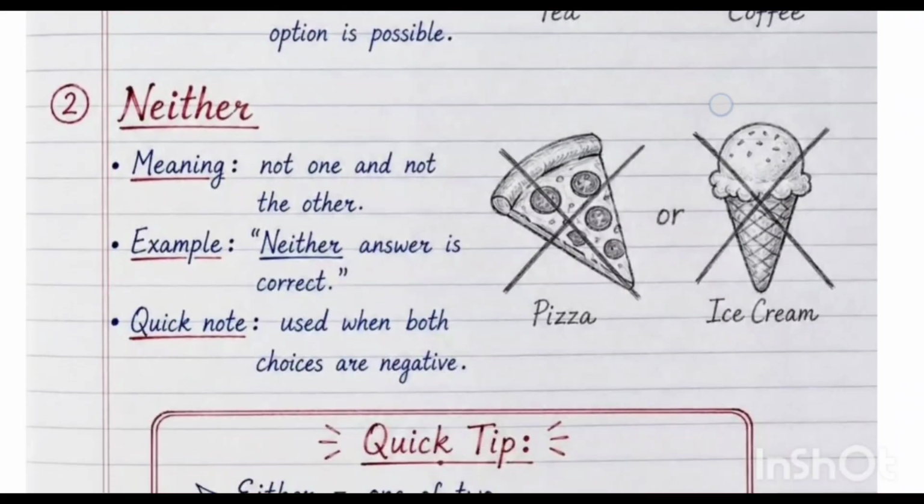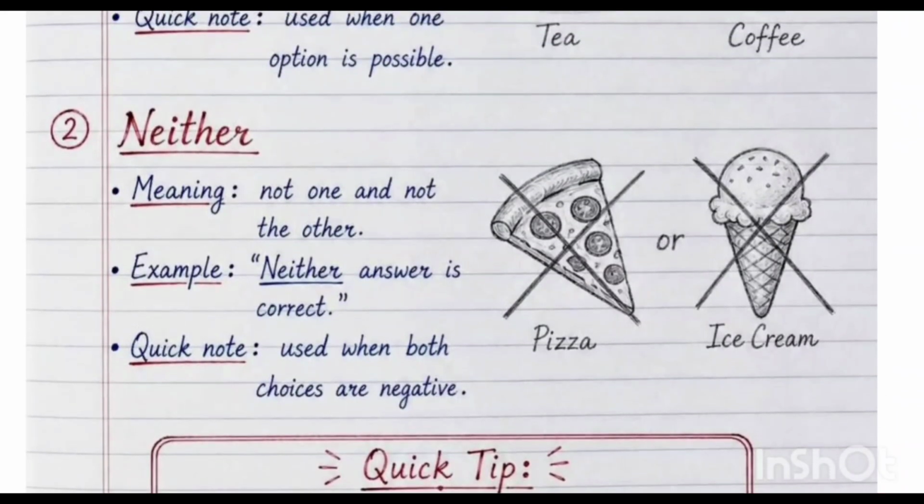Now let's come to neither. It means not one and not the other. As you can see in the picture, there is a pizza and ice cream. Also there is or between both of them, but both are crossed. It means none of them. Example: neither answer is correct.